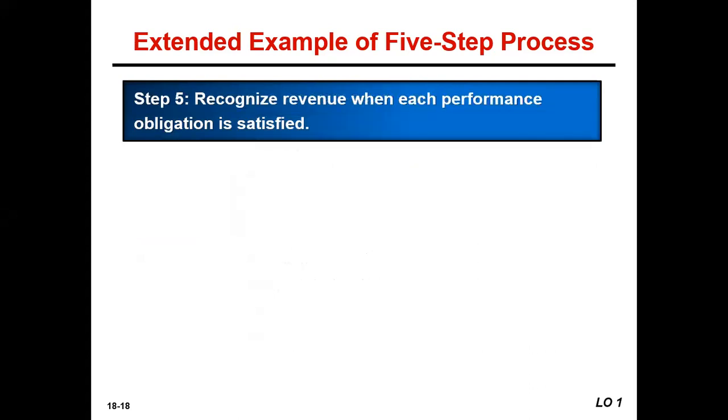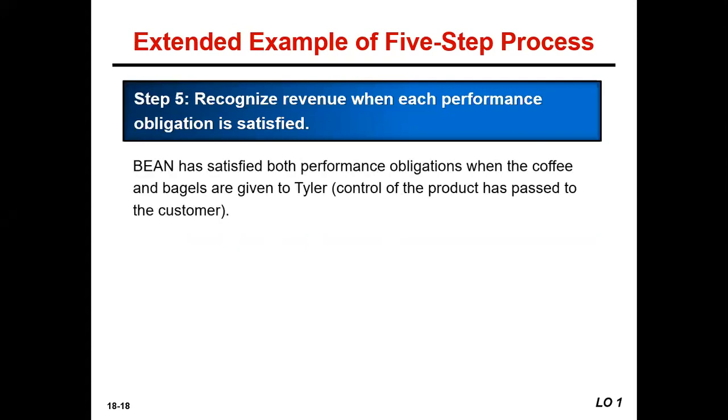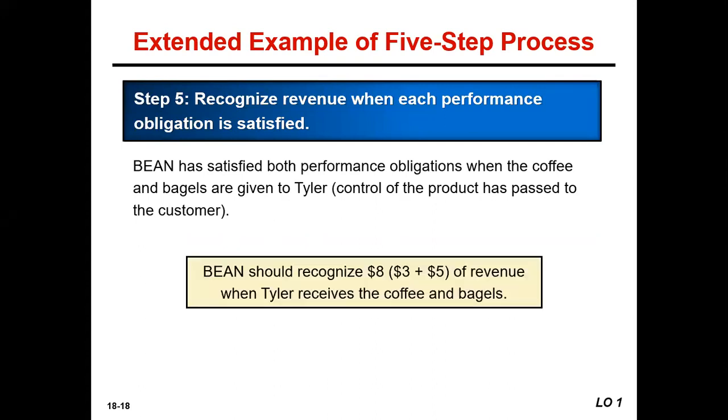Step 5, recognize revenue when each performance obligation is satisfied. So Bean has satisfied both performance obligations when the coffee and bagels are given to Tyler, who has the control of the product, no? And the control has already passed to the customer. So the total amount must be $8.